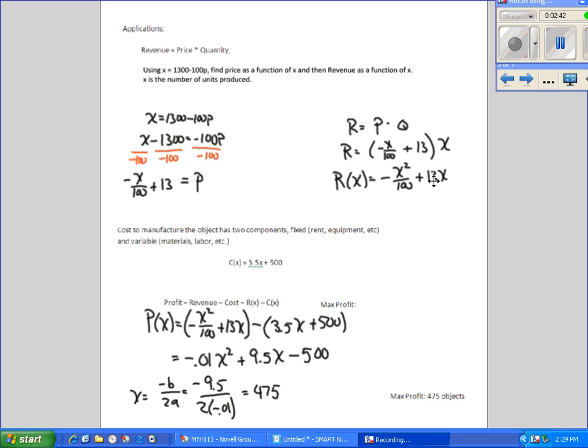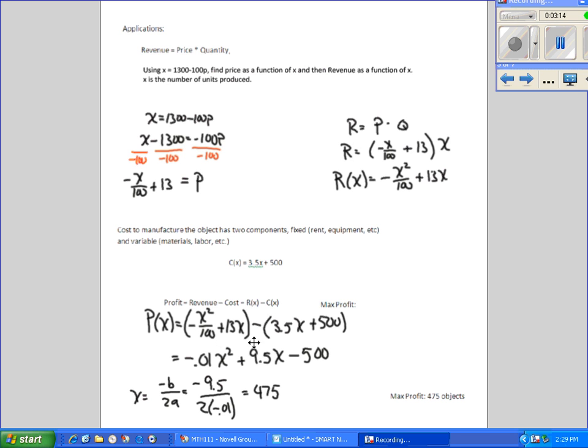And then just take the example a little bit further. The cost to manufacture an object has two components, the fixed and the variable. So the fixed cost would be the $500. It might be things like rent, equipment, etc. that we have to pay the set amount no matter how much we manufacture. Whereas a 3.5x, this would be how much per object we have to put into the object in order to manufacture it. So taking those two functions, combining them, profit is revenue subtract cost.